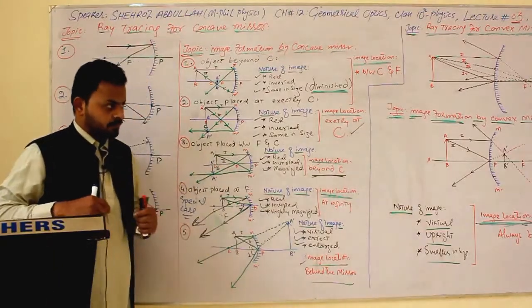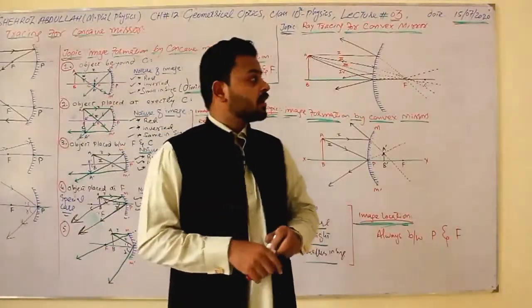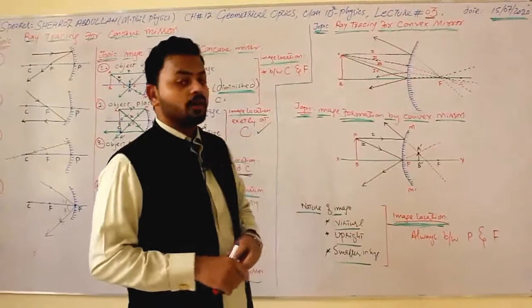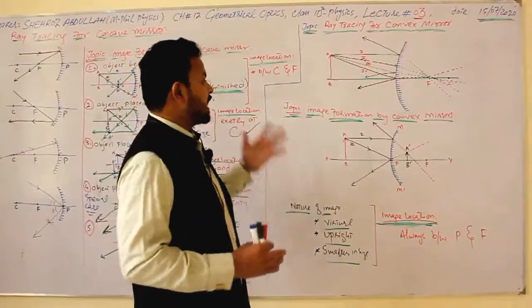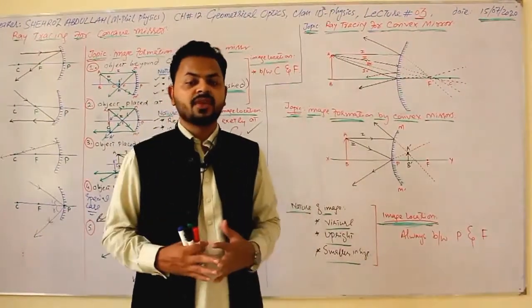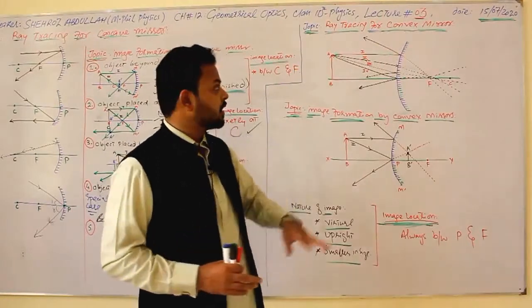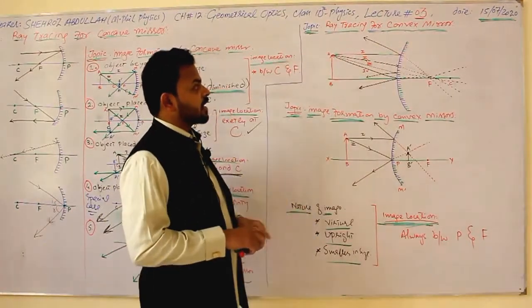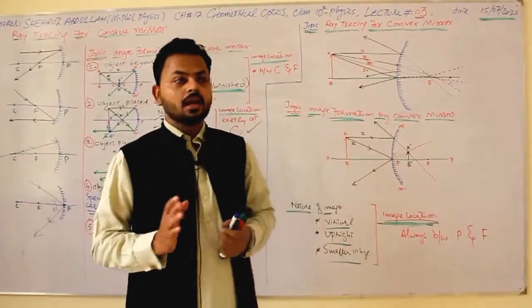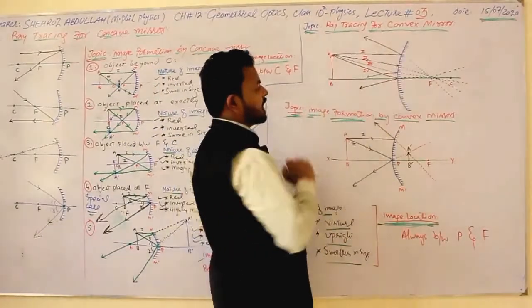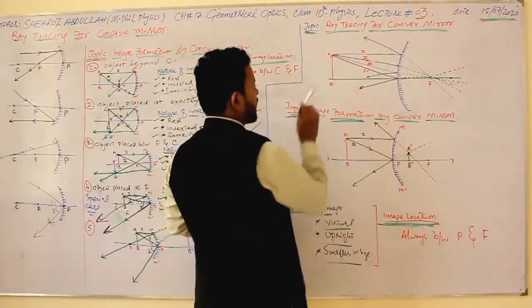Okay. Now we are going to discuss ray tracing for convex mirrors and image formation by convex mirrors. Do remember, for ray tracing of a convex mirror, what is happening? Look, we have taken a convex mirror like this. An object AB is placed over here.